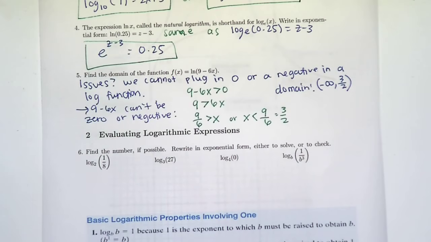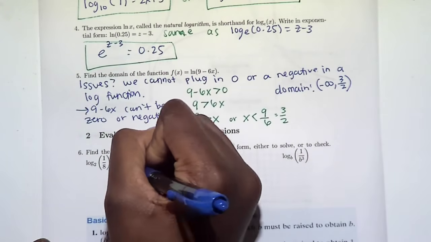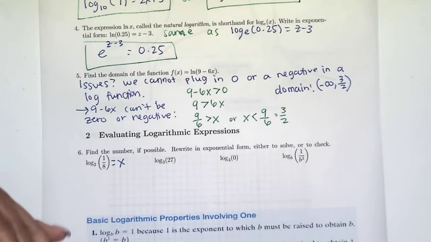Well, we can figure it out algebraically. Let's say this is the x we want to find. Log base 2 of 1 over 8 equals x. All right, so how could we solve for x? Well, first, let's put it in exponential form.